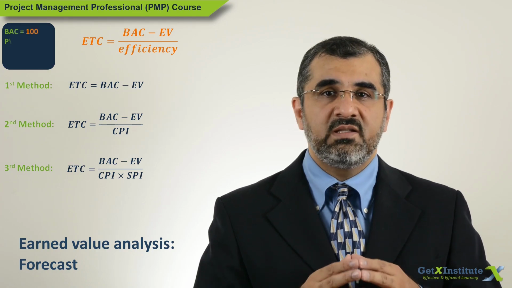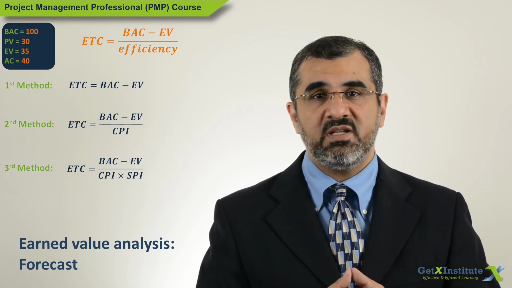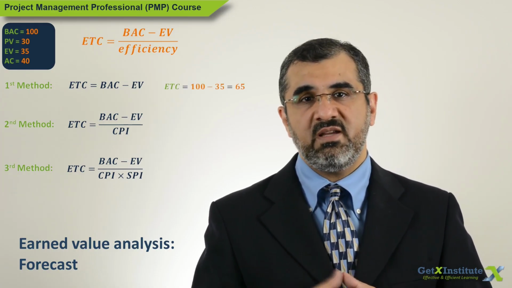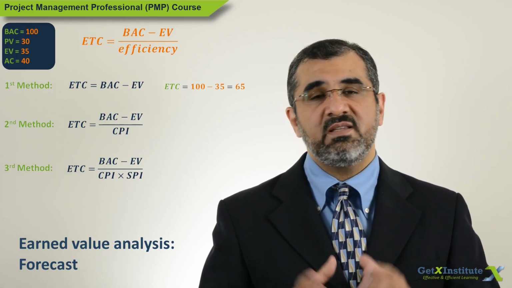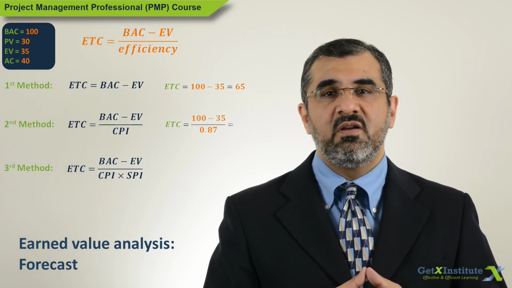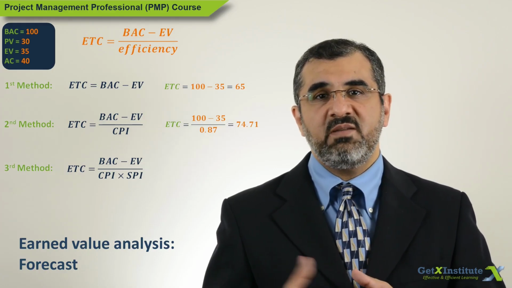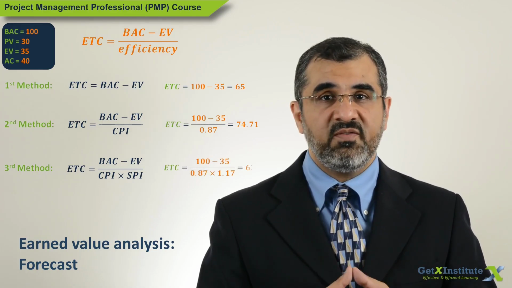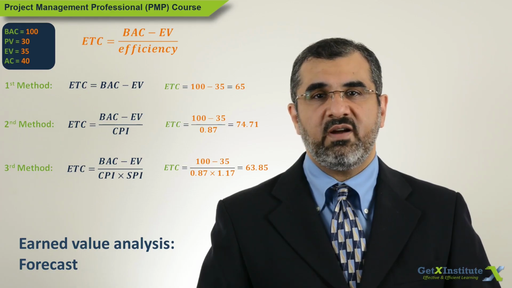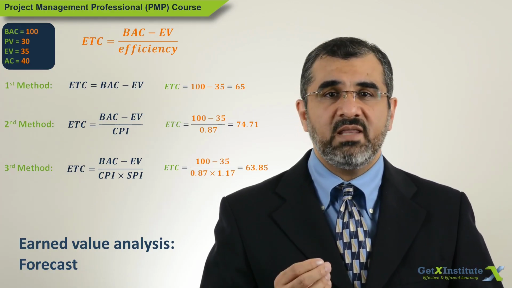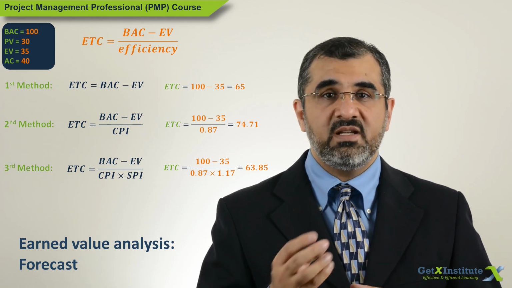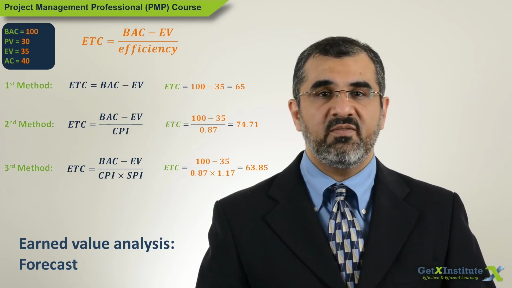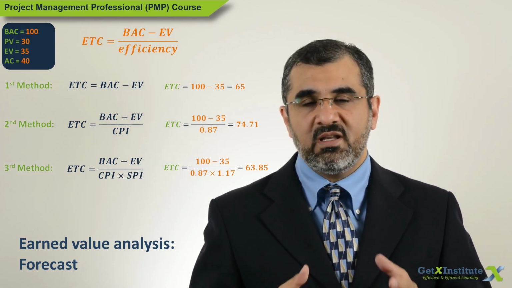So using these 3 methods for the post-installation project, the forecast will be: method 1, ETC equals BAC minus EV, or 100 minus 35 gives us 65. Method 2, (BAC minus EV) divided by CPI gives us 74.71. And method 3 at 50-50 gives us 63.85. This third method will not apply in the post-installation case because there was no time impact on money spent the way I described the case above. I just wanted to show what the numbers will look like.